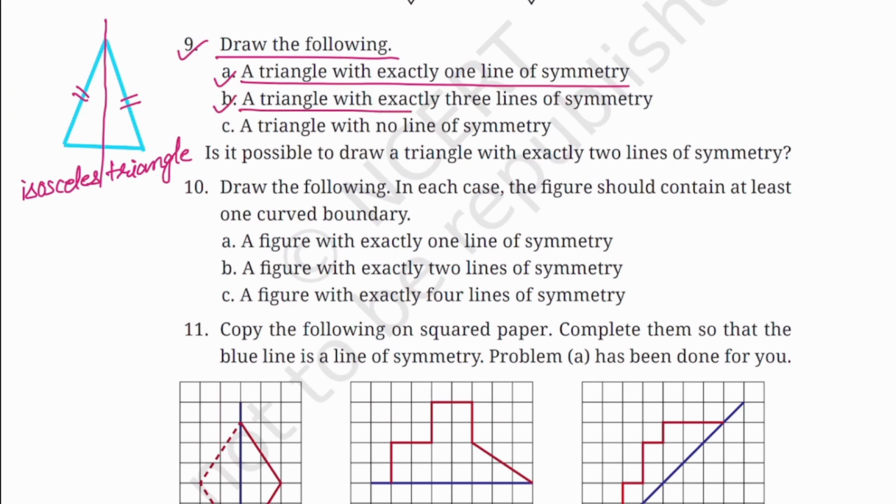B. A triangle with exactly 3 lines of symmetry. For this, you can draw an equilateral triangle, that is a triangle whose side lengths are all equal. Then you can draw lines of symmetry like this. It has three lines of symmetry. This is known as an equilateral triangle.